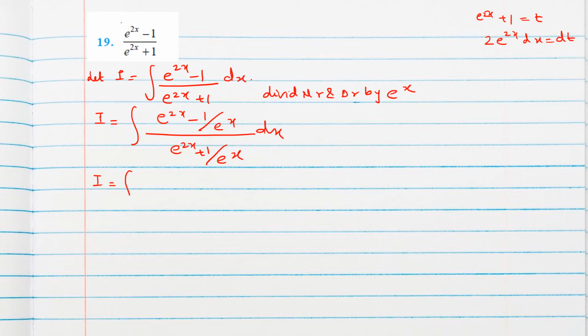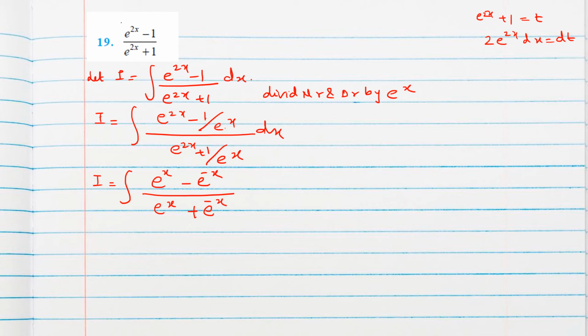So we can separate it. e power 2x by e power x will give e power x only. Minus 1 by e power x will give e power minus x. Similarly here also, e power 2x, separating the denominator, e power 2x by e power x will be e power x, and there is a plus, and 1 by e raised to x is e raised to minus x.